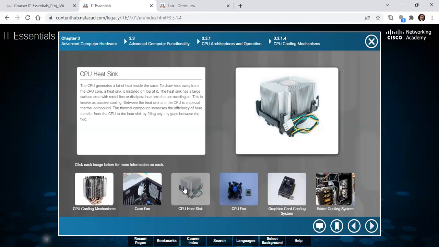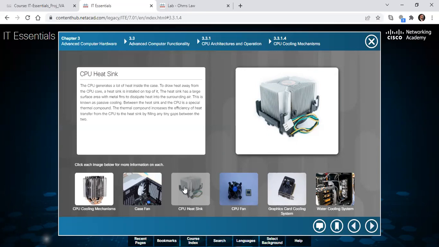Between the heat sink and the CPU is a special thermal compound, which we saw in the diagram in chapter 1 or chapter 2. The thermal compound increases the efficiency of heat transfer from the CPU to the heat sink by filling any tiny gaps between the two. So this heat sink absorbs the heat on the CPU.